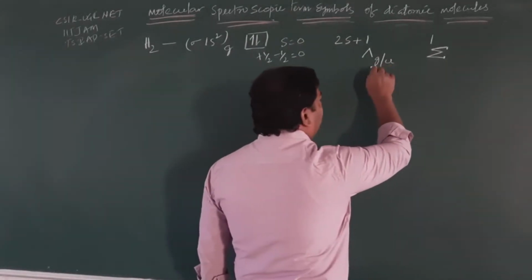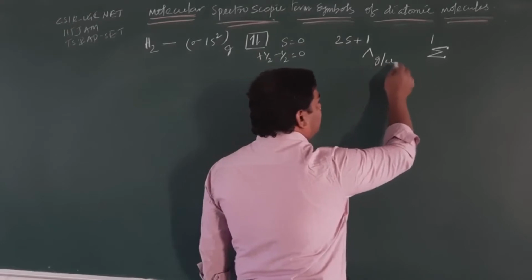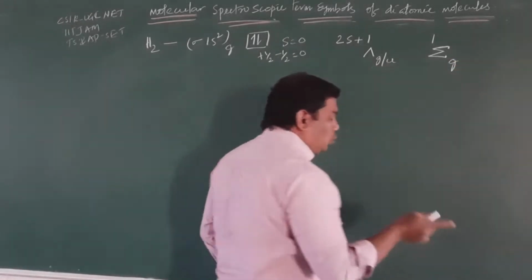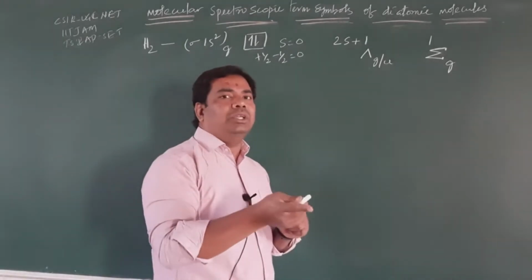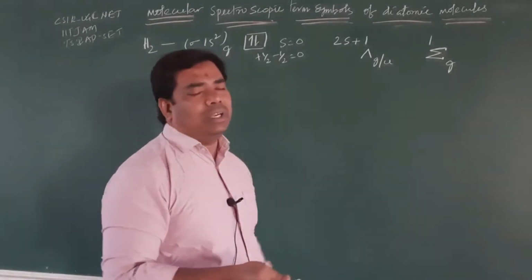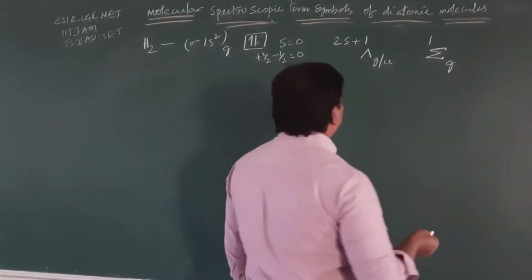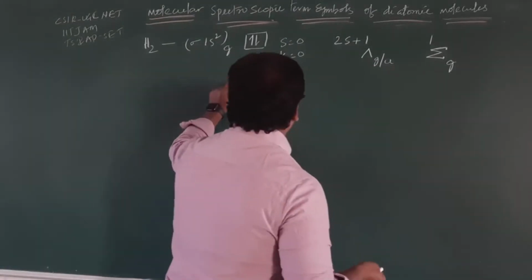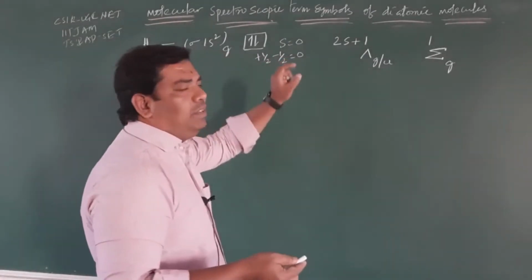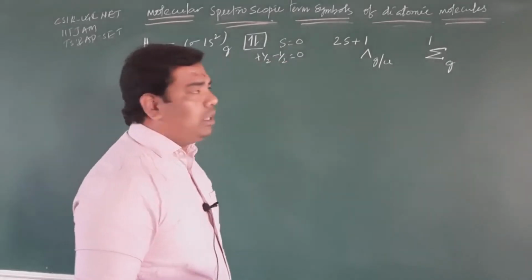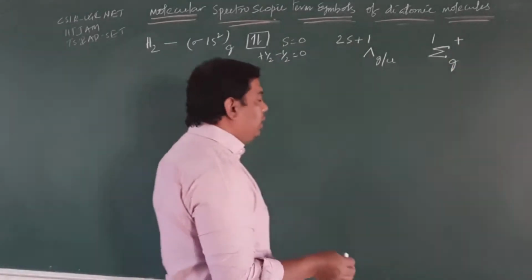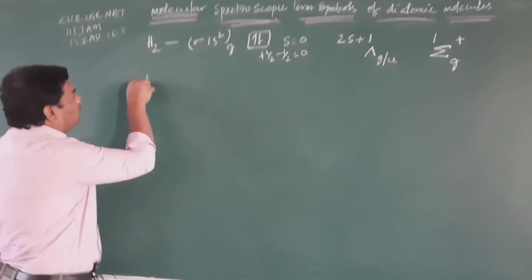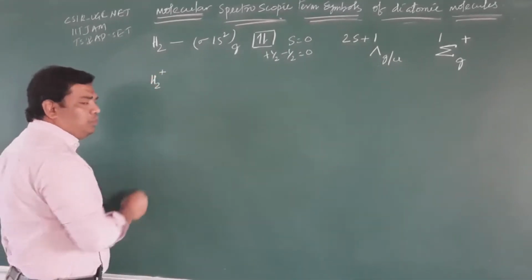Right. So what is the center? G or U. Okay, so the center will be g only. Okay, if the 2 electrons are in different orbitals, then you can multiply g into g or u into u. So that is equal to g only. Okay, right. So remember one thing, what is the superscript of this spectroscopic term symbol? That is plus only. Clear? Right.